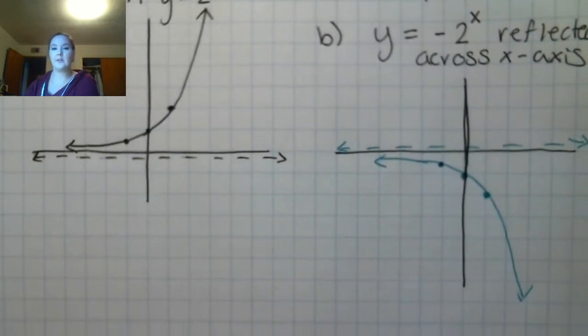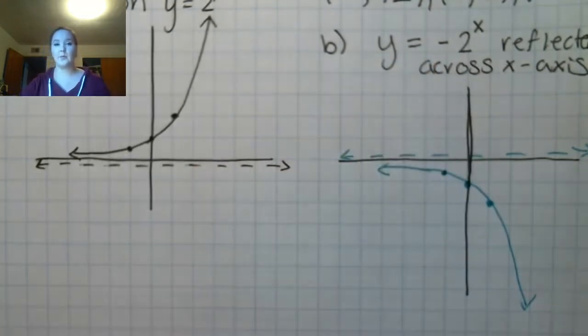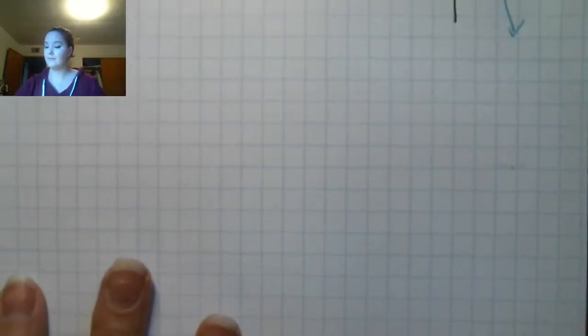You can see that the graph has the same shape and that it's just upside down, right? We know that's what reflection does. It's at least this y-type reflection where it reflects it across the x-axis. Okay, let's look at another transformation.